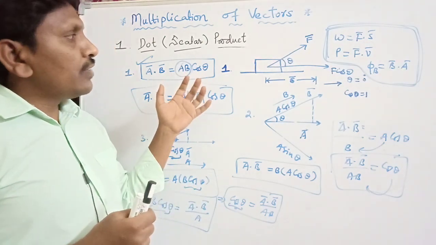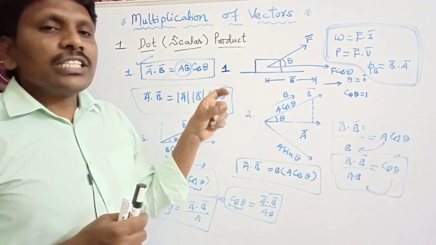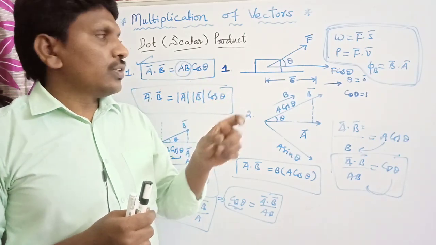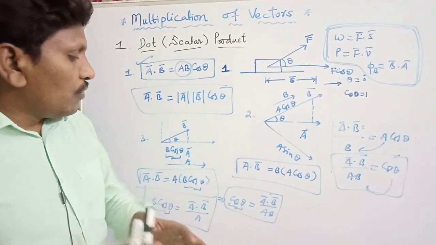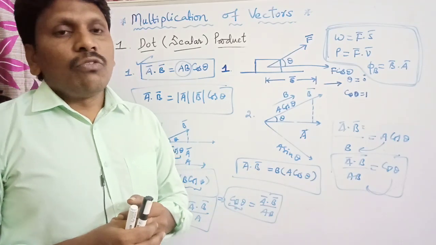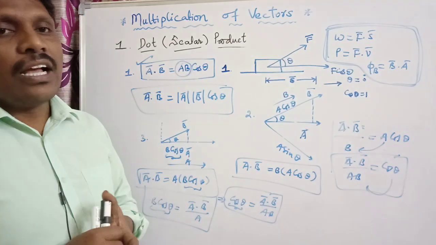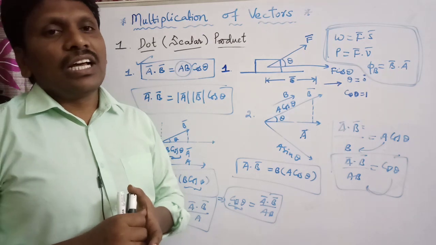Definition: we have seen how two vectors give a scalar quantity or a magnitude. In the next class we are going to see the properties of the scalar product and the applications of the scalar product.